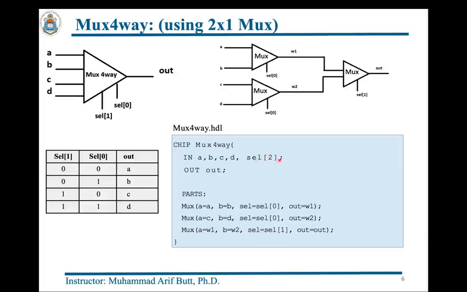For the time being, just ignore this subscript operator, the sort of array operator. You can always have S0 and S1, 2 variables over here. And in the parts portion, you can see the 3 mux chips, 2 by 1 mux, which we have designed in the previous session. We have used these mux chips to design the final mux 4-way.